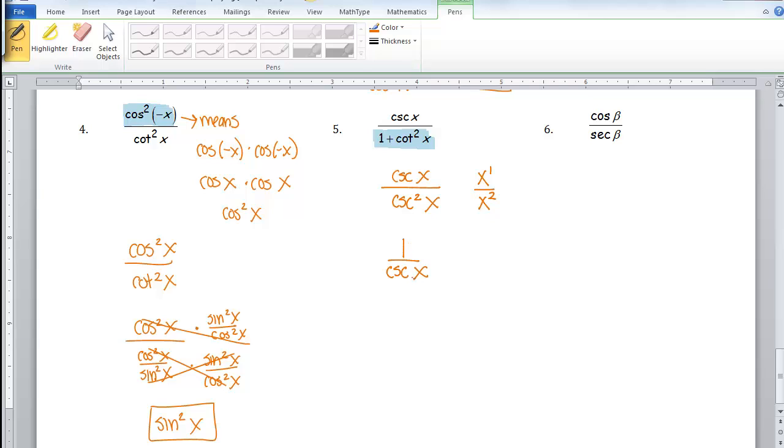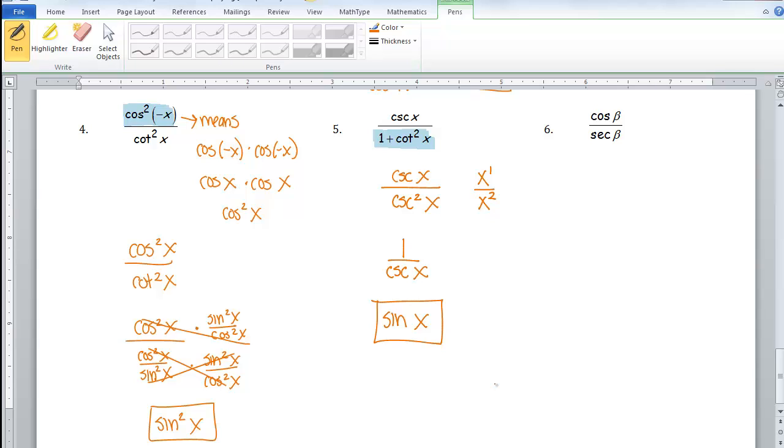Lastly, if I look at this, this is not as simple as it could be. I could do the reciprocal function to get an answer of sine. Please now do number 6 and pause the video.